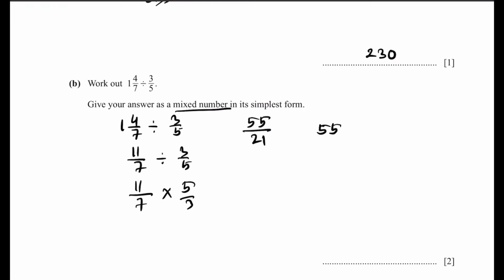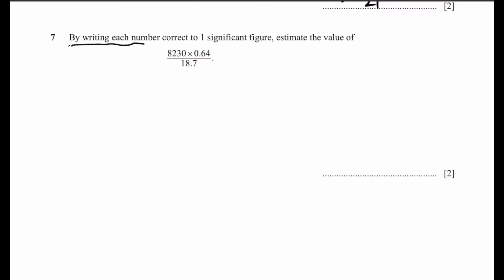Let us divide. How many times? 2 times. This will be 42, and subtract it, then 13. So it can be 2 whole 13 by 21. By writing each number correct to one significant figure, estimate the value of this one. Before solving this one, we must write all these numbers to one significant figure. So it is becoming 8000. This is becoming 0.6. And this is becoming 20, since we are writing one significant figure.